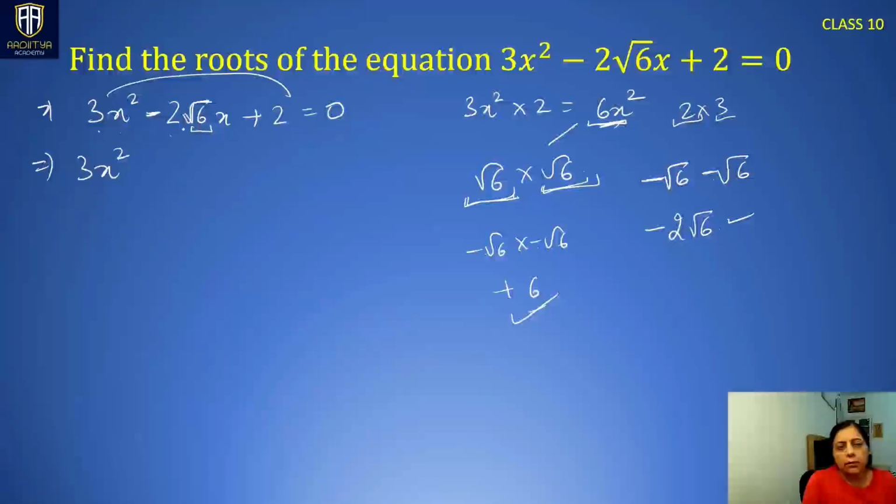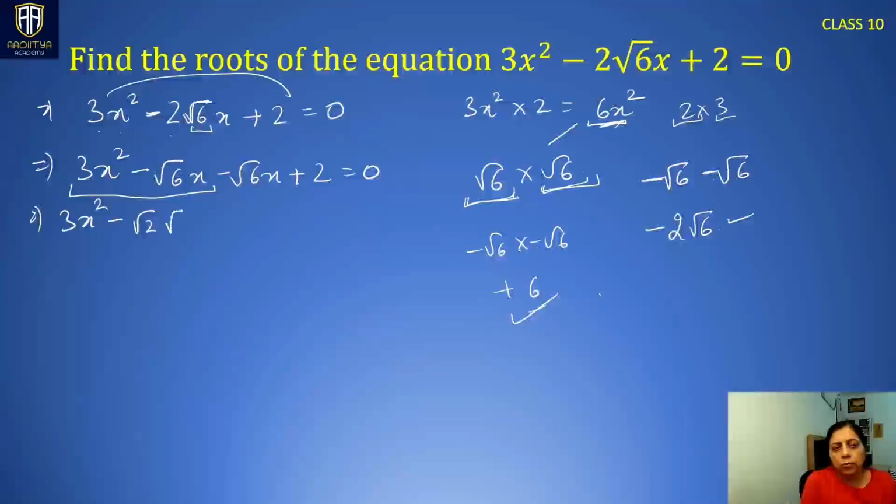So we break up negative 2 root 6x into negative root 6x and negative root 6x. So what is common to the first two terms now? Here we have to be careful, like we require root 6. Now since root 6 cannot be taken out from 3, what we can do is write root 6 as root 2 multiplied by root 3, and in the same way we can write it here.